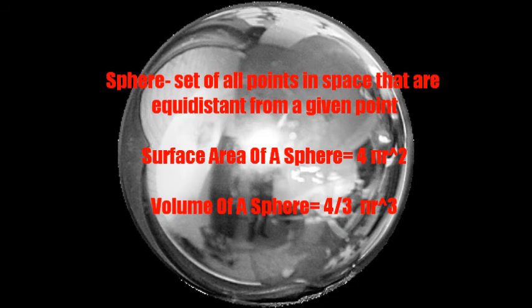11.8 Surface area and volume of a sphere. A sphere is the set of all points in space that are an equal distance from a given point. You might know it as this solid. To find the surface area of a sphere, use this formula, 4 pi r squared, and use 4/3 pi r cubed to find the volume.